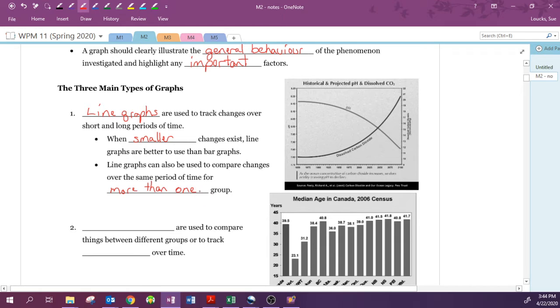In the example to the right, the historical and projected pH and dissolved carbon dioxide, we're able to show the pH and the carbon dioxide on the same graph, so you can see the relationship that as one is going down, the other is going up.